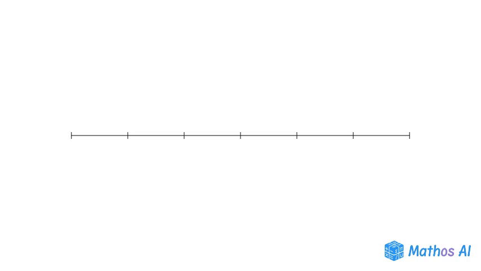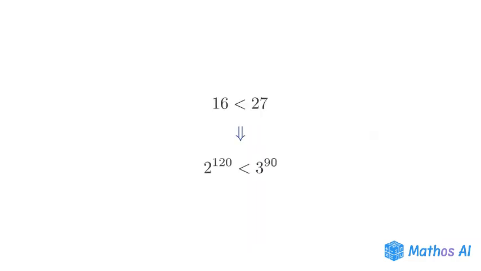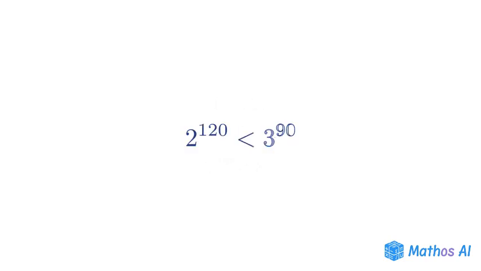Think of it like this. If you have two numbers and you take the same root of both, the order of their size doesn't change. Since the 30th power is a monotonically increasing function, if the 30th root of a is less than the 30th root of b, then a must be less than b. Therefore, 2 to the 120 is actually smaller than 3 to the 90.